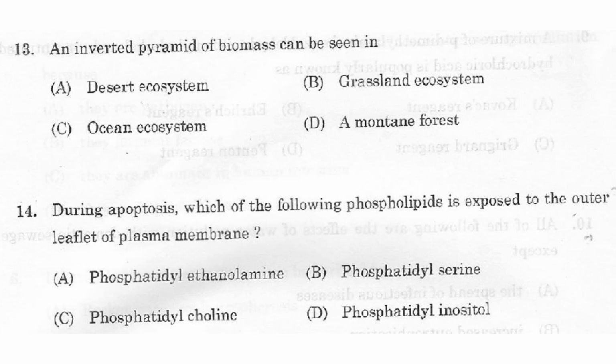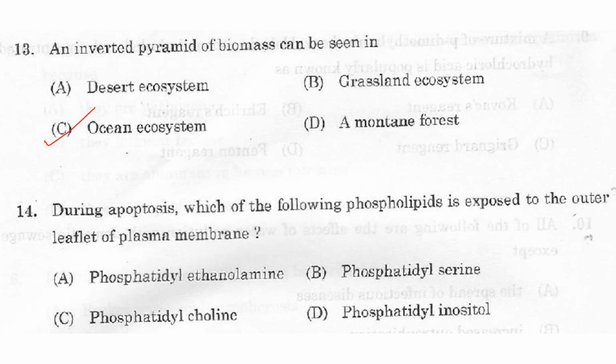Then an inverted pyramid of biomass can be seen in the ocean ecosystem. This is because the biomass of phytoplankton, that is the primary producer, is less than the biomass of the zooplankton, which is the primary consumer, and this is in turn less than the biomass of the secondary consumer, that is fish. So it is an inverted pyramid of biomass in the ocean ecosystem. Then next one.